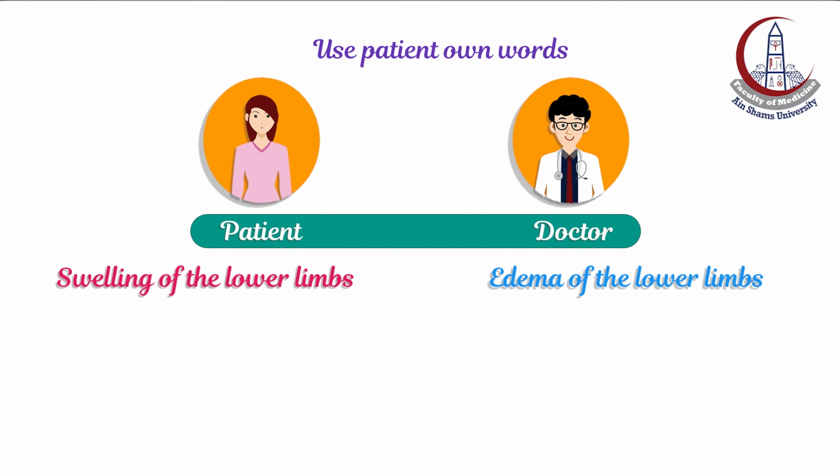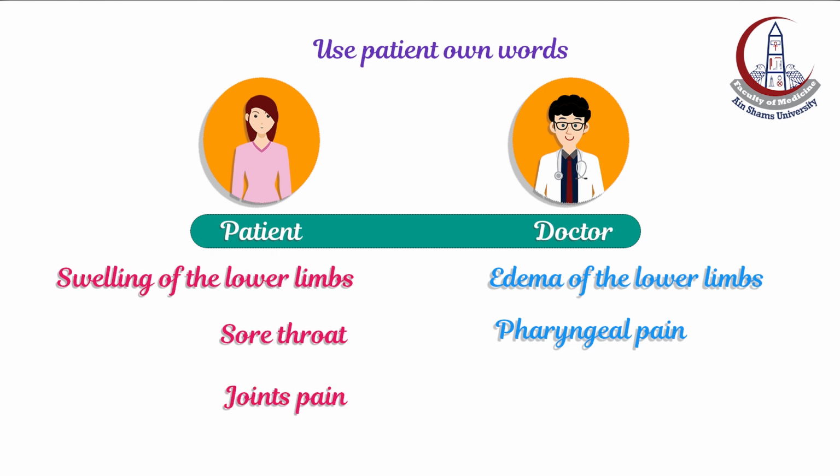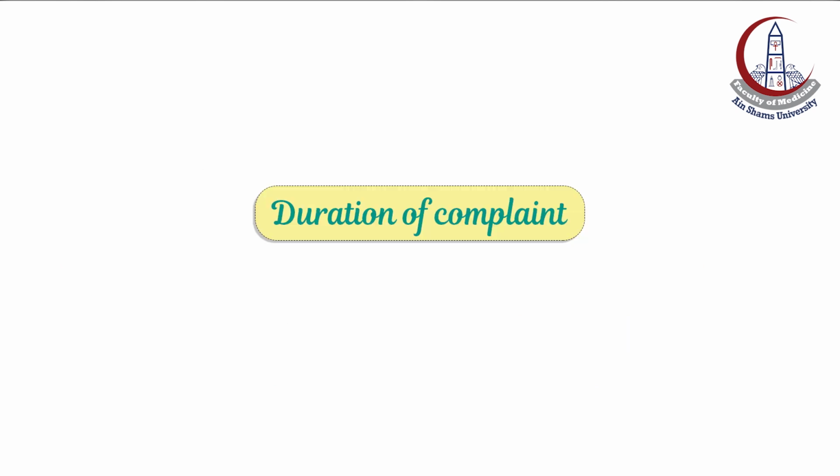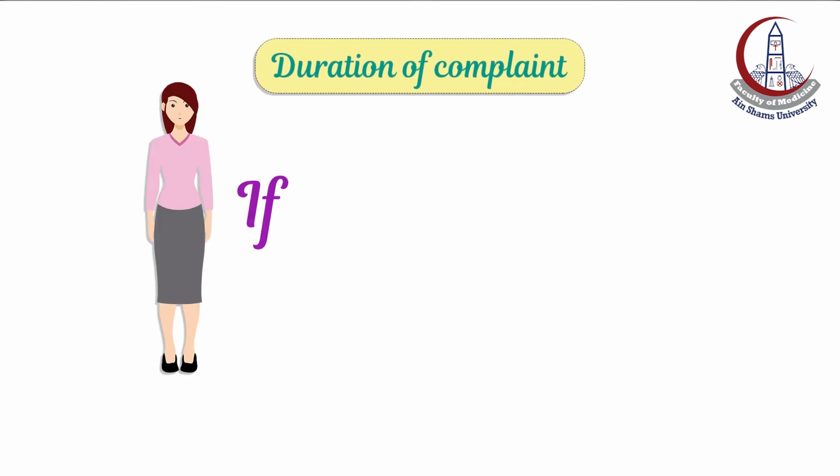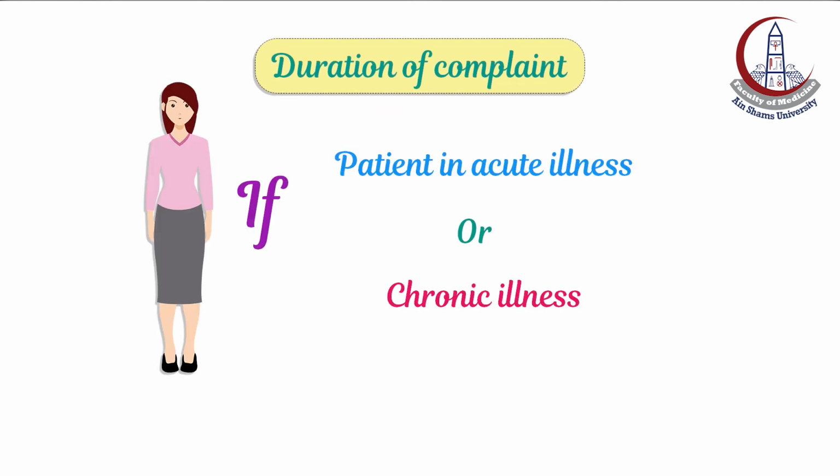Another example, the patient is complaining of sore throat. Okay? You're not going to say pharyngeal pain. Another example, the patient has pain in his joints or her joints. Medical term, arthralgia. The next point in the presenting complaint is the duration. Duration is very important. How long has this complaint been going on with the patient? For days, for weeks, for years? This is very important because you're going to determine if this patient is in acute illness or a chronic illness.